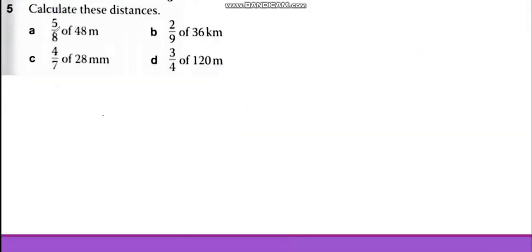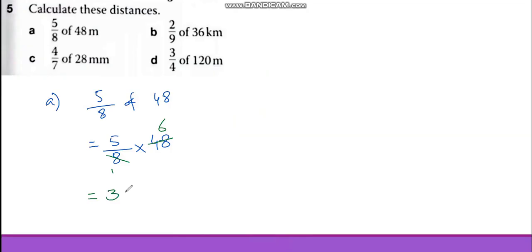In question number 5, again, we have to find 5/8 of 48 meters. Very simple. 5/8 of 48 is definitely 5/8 times 48. We can cancel the common factors first. 8 is a factor of 48 because 8 times 6 is 48. Then we multiply the numerators, that is 5 times 6, which is 30. And we should write down the units, so 30 meters. I'm leaving the remaining parts for you. You can easily try them on your own.